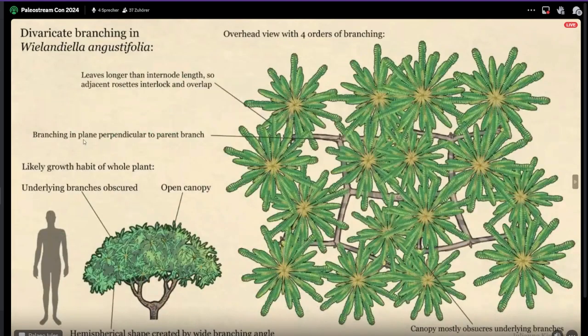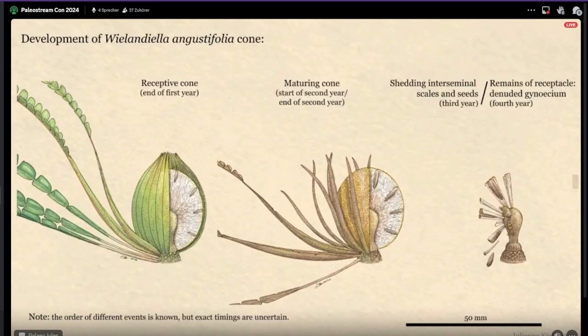Okay, anyway, so leaf clusters, they would have overlapped. This is quite different to what you normally see in Paleoart of Bennettitales. The leaves were longer than the internodes, so they would have actually overlapped with each other and interlocked. They would have created basically an open canopy obscuring the branches below.